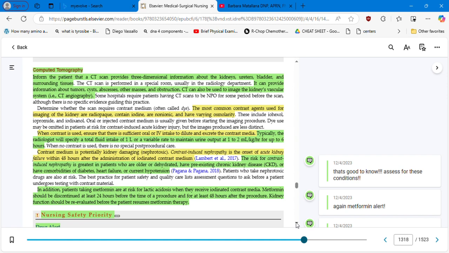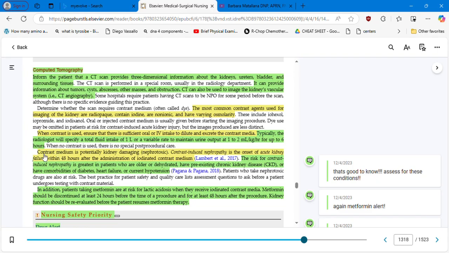contrast media. That's why it's so important before this type of exam to request the CMP, the Comprehensive Metabolic Panel, so you can see how the function of the kidney is, the creatinine, to see if the kidney is working well, because after the test, the patient is going to be advised to drink a lot of water. Typically, the radiologist will specify a total fluid intake of 1 liter at a variable rate to maintain urine output at 1 to 2 mL per kilogram per hour for up to 6 hours.